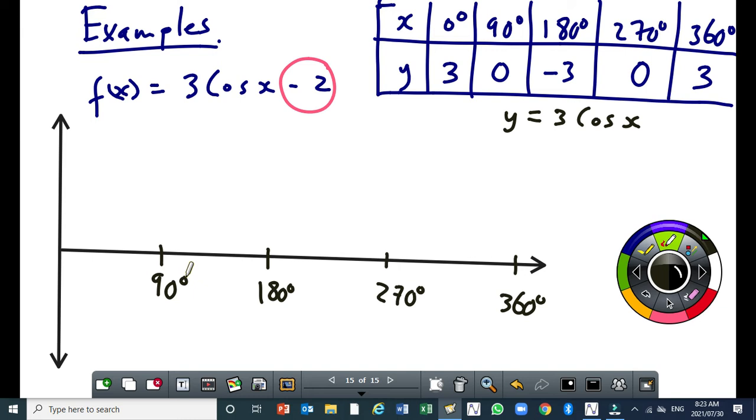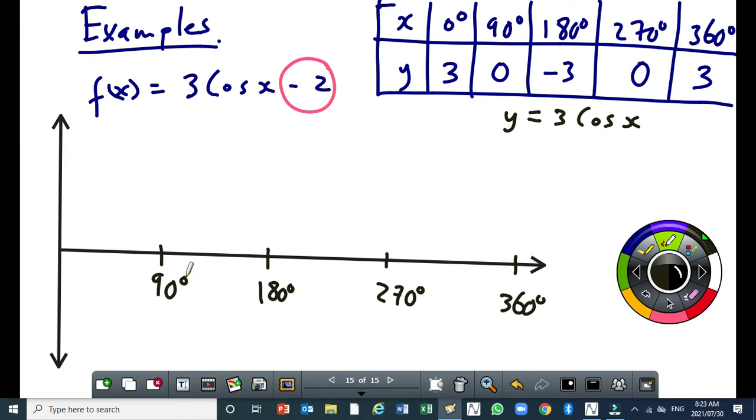I'm sure you can agree with me that if we are going to shift the graph by 2 units downwards, it means that the y values are going to be decreased by 2 units. The y values for y equal to 3 cos x are going to be reduced by 2 units. So I have to subtract 2 from this 3.